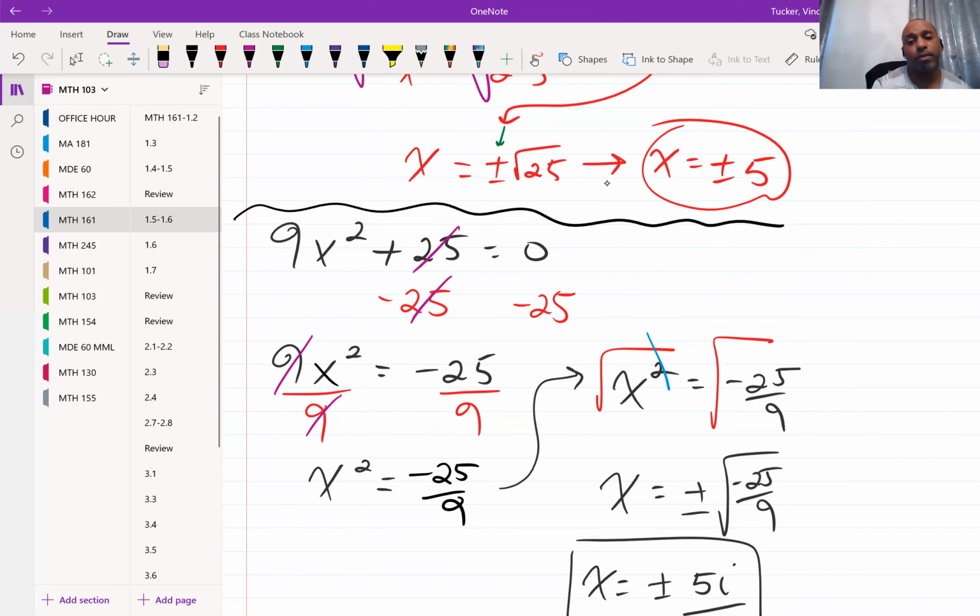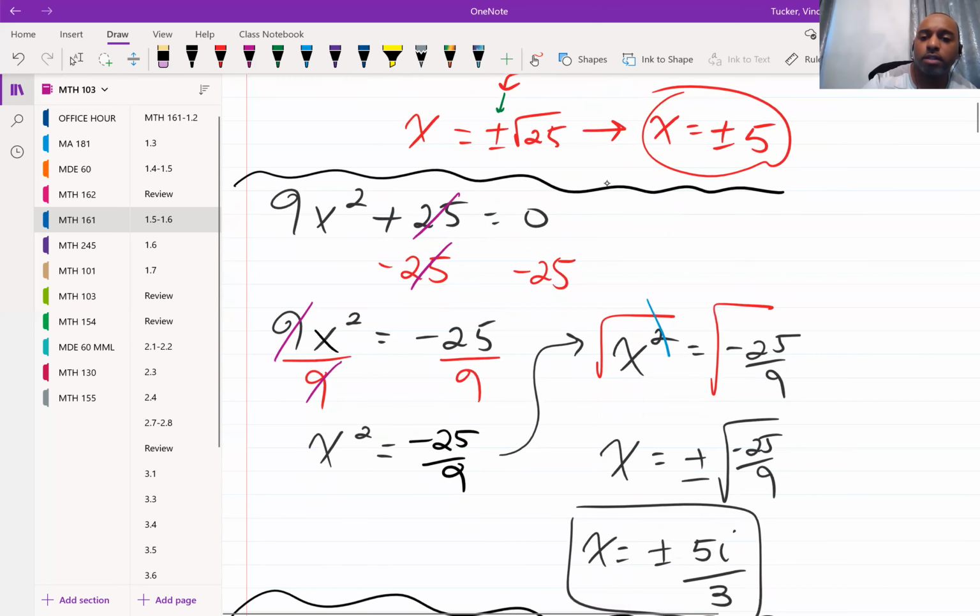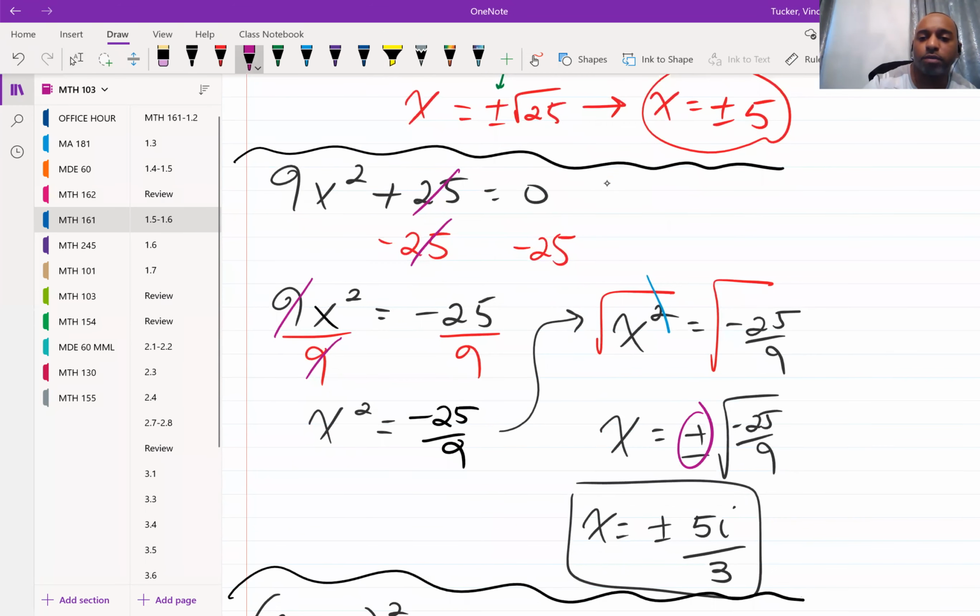Next, take the square root of both sides. Square and square root cancel on the left. And then on the right, we have plus or minus the square root of negative 25 over 9, and that's because we took the square root of both sides. Then go ahead and simplify that. The square root of negative 25 is 5i. The square root of 9 is 3. So we have plus or minus 5i over 3.